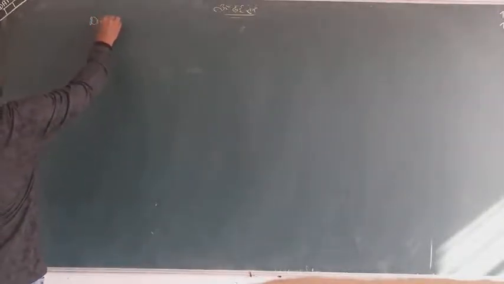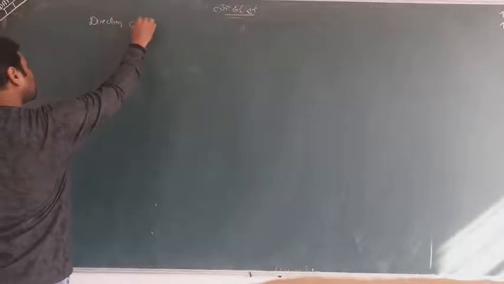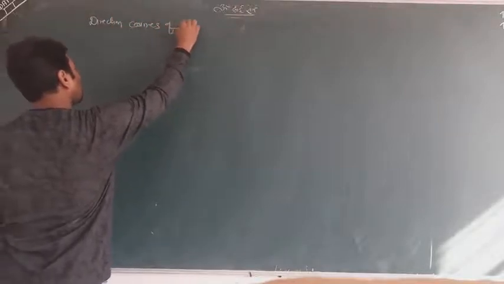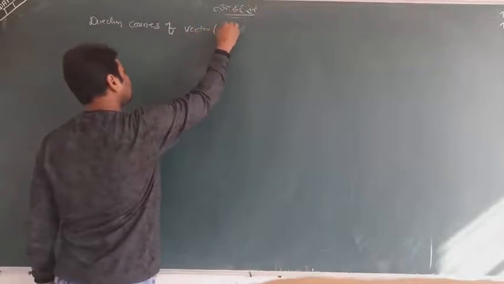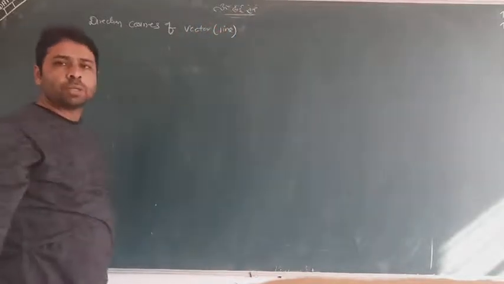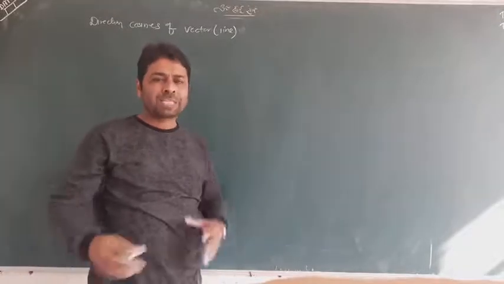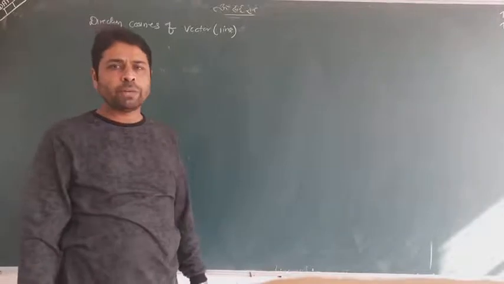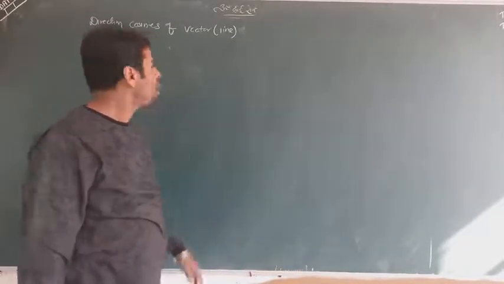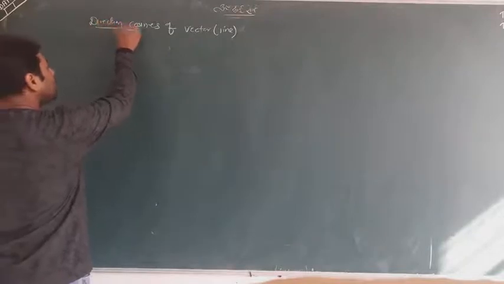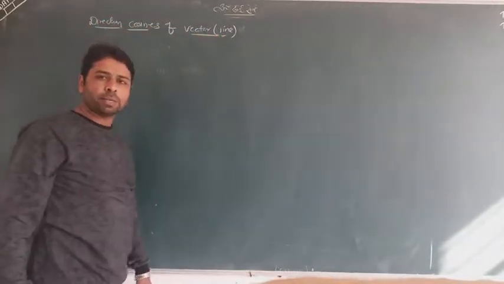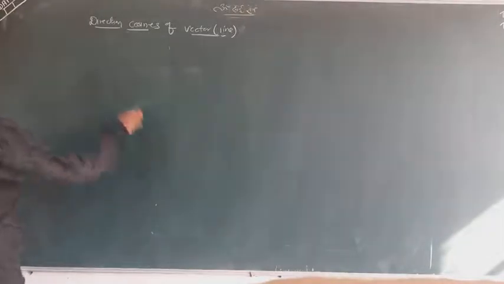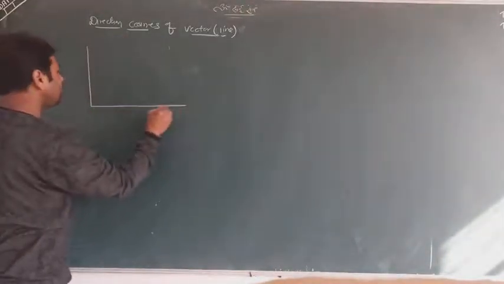So students will study here direction cosines of a vector, or you can say line. This time I will teach you a mixed concept, geometry and vector mixed. So okay, don't get confused. I will tell you each and everything properly. This is a new word I am telling you: direction cosine of the line or vector. Anything may be there.